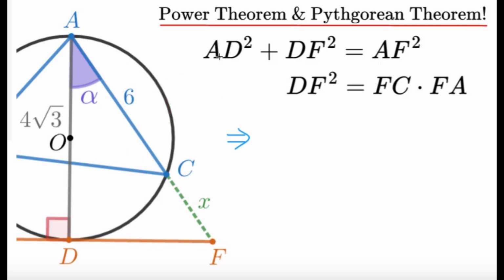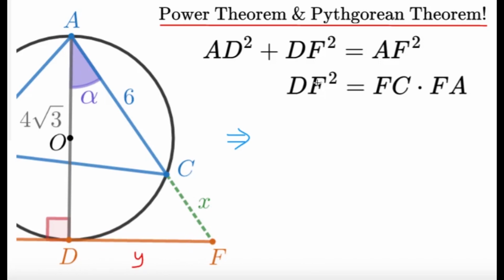So these two theorems again are going to apply. I would be able to get that AD squared plus DF squared equals AF squared, and this is by the Pythagorean theorem, and then by the power theorem, DF squared would be equal to FC times FA. Now the thing is, we have quite a lot of unknowns here, and for example, DF, which is part of both equations, we don't have that. So I guess what we can do is just, let's say CF is x, and then DF is another variable y.